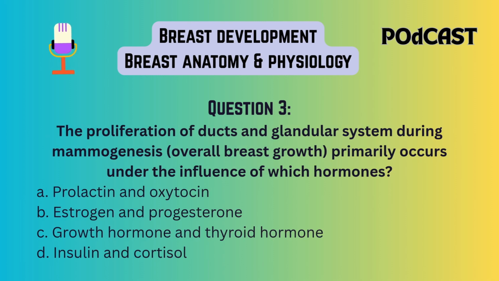Question 3. The proliferation of ducts and the glandular system during mammogenesis, the overall breast growth, primarily occurs under the influence of which hormones? A, prolactin and oxytocin. B, estrogen and progesterone. C, growth hormone and thyroid hormone. D, insulin and cortisol. The correct choice is B, estrogen and progesterone.